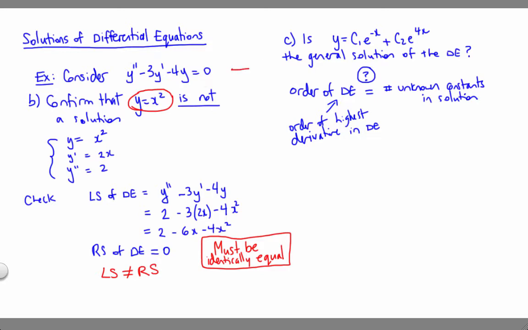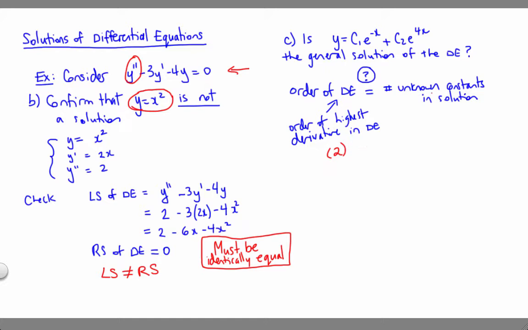So if we look back at our DE, we've got a first derivative, we've got a second derivative. The highest derivative is the second derivative. So the order of the highest derivative would be 2. If your DE just had a first derivative, then your order would be 1. If you had a third derivative in there, the order would be 3, etc. So in this case, the order is 2.